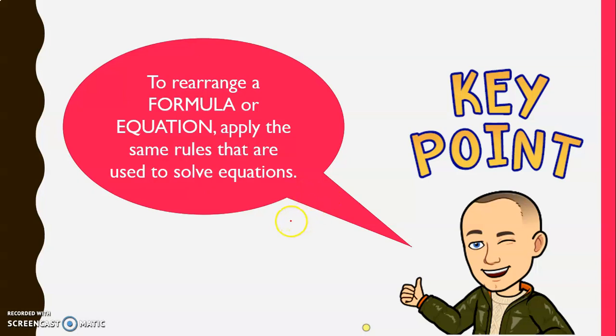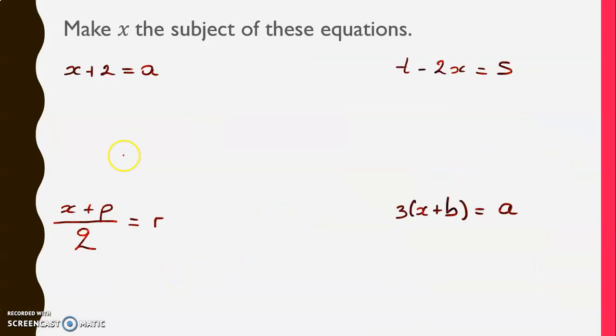But you have to remember that when moving things to the other side of the equal sign, you have to perform the opposite operation. So here are some examples. Let's go ahead and try to make x the subject in all of them as required. So in the first one, x plus 2 equals a. Now we want x to be on its own, so we have to get rid of this 2. As we can see, 2 is added to x, so when we move it to the other side, it's going to be subtracted. So x equals a minus 2. And that's it. X is the subject.